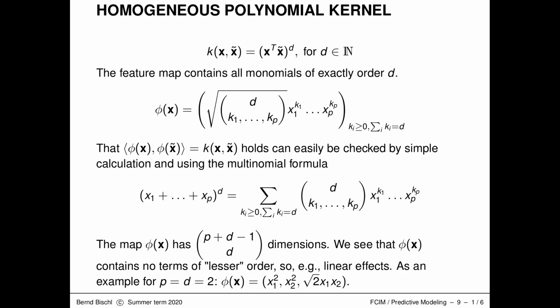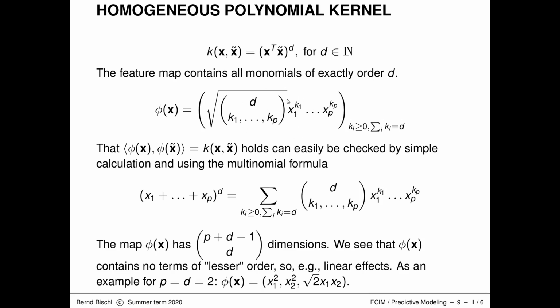So I'll start with the simpler formula. The homogeneous polynomial kernel is defined as x transposed times x tilde, and then to the dth power. For that kernel, we can very simply check that an explicit feature map can be constructed like this here. And this formula contains all monomials of exactly order d. So let's walk through this formula here.